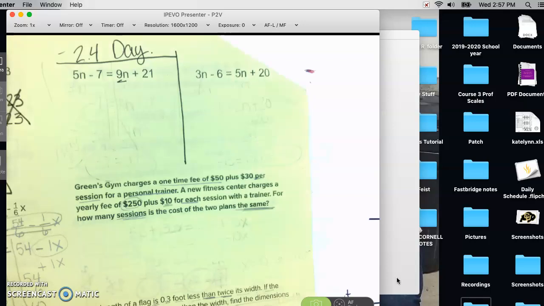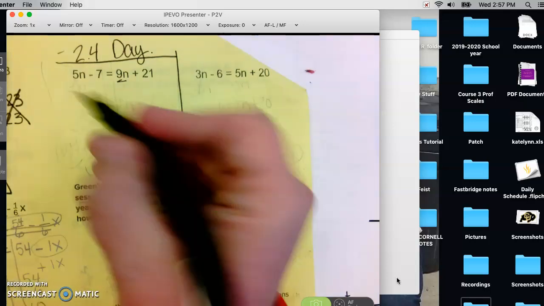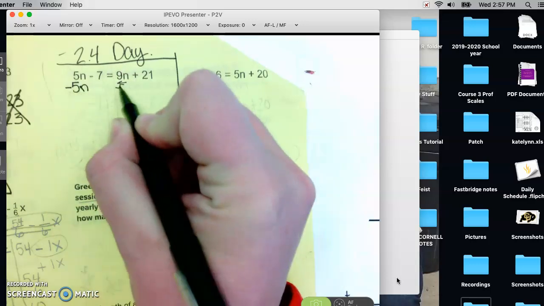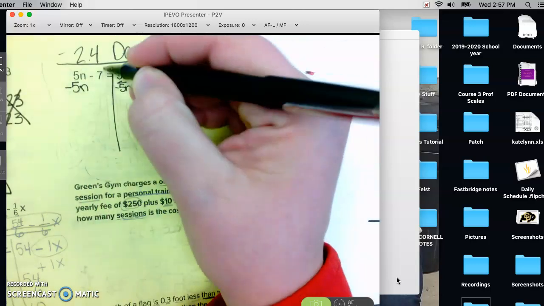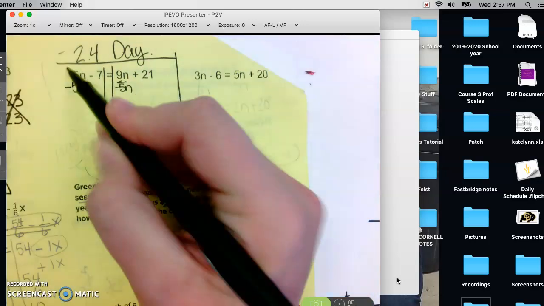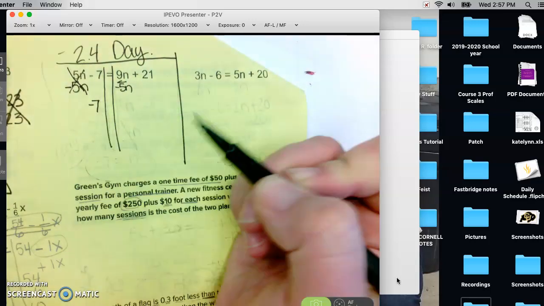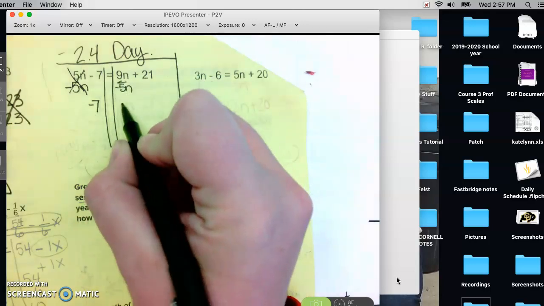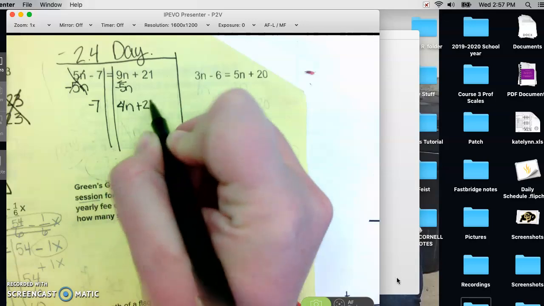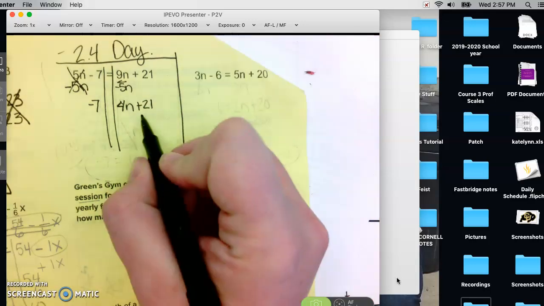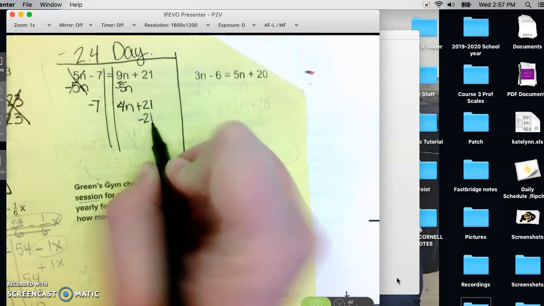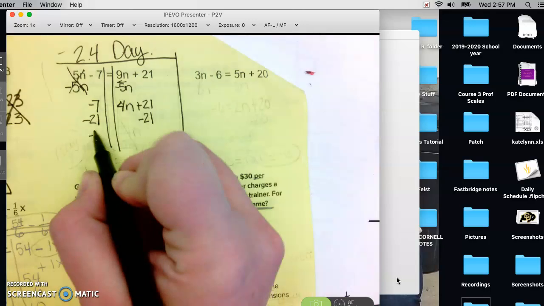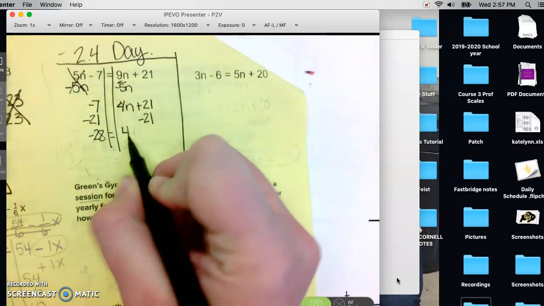So we need to get all the constants on one side, so I'm going to look for the smaller variable term, and I'm going to subtract that from both sides. Remembering that I have to stay equal the whole time. This will go away, and I have a negative 7 on the side left. Here now I have 9 minus 5, which is 4n plus 21. And then I need to get rid of this plus 21 on this side, so I'm going to subtract 21 on both sides, and now I have negative 28 equals 4n.